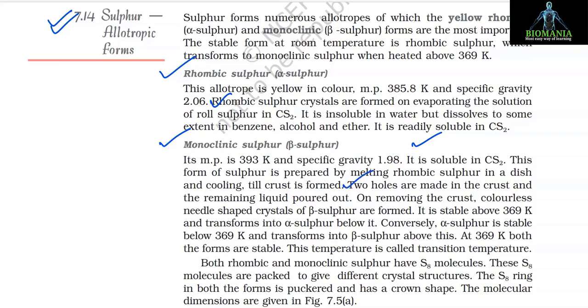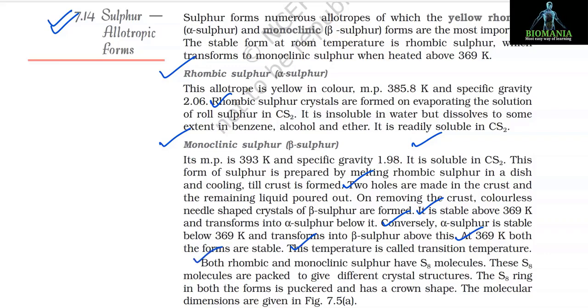Two holes are made in the crust and the remaining liquid poured out. On removing the crust, colorless needle-shaped crystals of beta sulfur are formed. It is stable above 369 Kelvin and transforms into alpha sulfur below it. Conversely, alpha sulfur is stable below 369 Kelvin and transforms into beta sulfur above this. At 369 Kelvin, both the forms are stable. This temperature is called transition temperature.